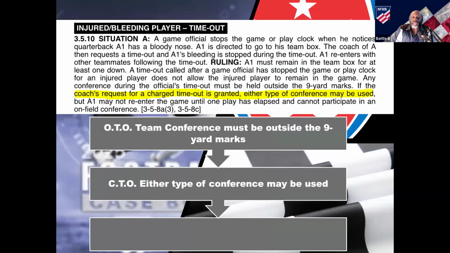Okay, now, if a coach calls a timeout, obviously after the injured player is removed, they can use it inside the 9 yard mark conference, or between the 9 yard marks, let's put it that way, or outside the 9 yard marks. Again, if it's going to be between the 9 yard marks, only one coach and water personnel who's not a coach. If it's outside the 9 yard marks, anyone can be there. Why? Because the coach requested that timeout, and so he's authorized to have both types of conferences.